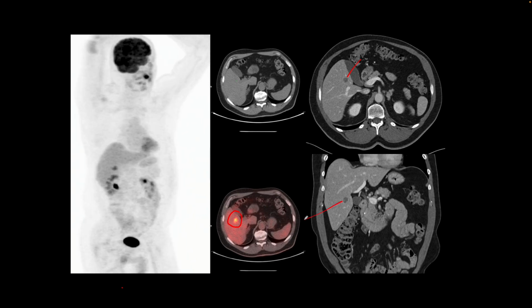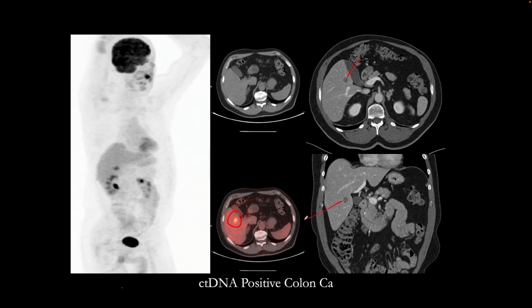And so ctDNA is more frequently now used to look for recurrent or metastatic disease in patients who have colon cancer, and when the ctDNA is rising or positive, then we want to do an FDG PET-CT scan to find where the tumor is so that they can receive more or further treatment.